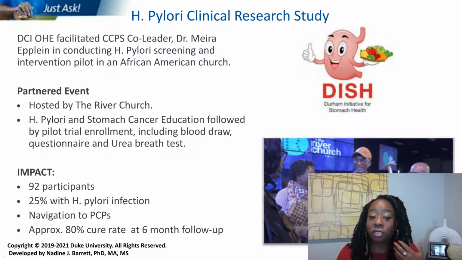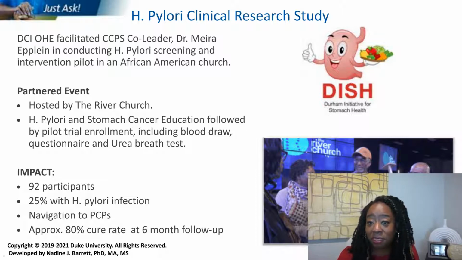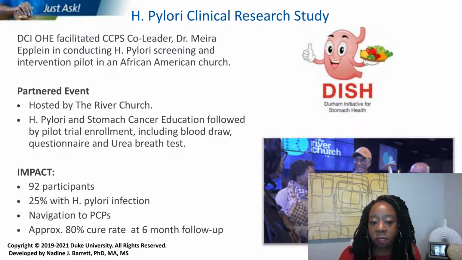So we opened up a clinical study where we did blood draws, the urea breath test, and a questionnaire to explore H. pylori infection. 25% of the 92 people that participated in this midweek service event had H. pylori infection, and we were able to navigate them to a PCP. We had an 80% cure rate over a 6-month period, because we lost 2 people to follow-up.